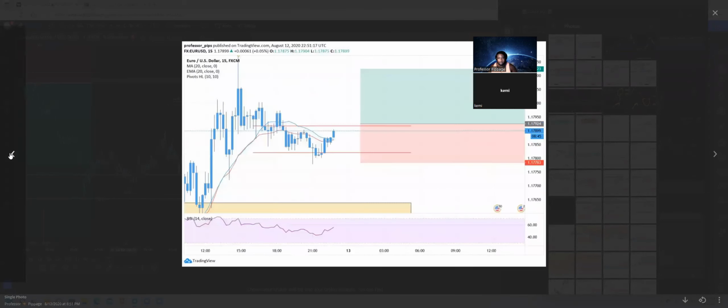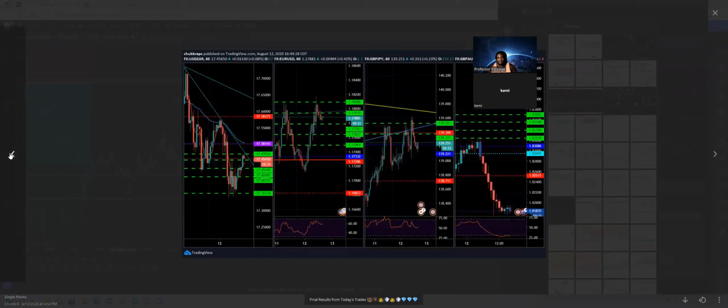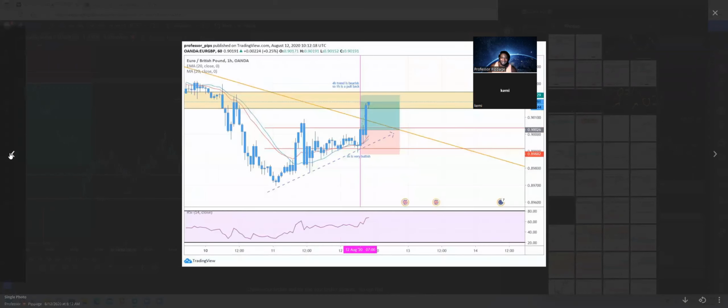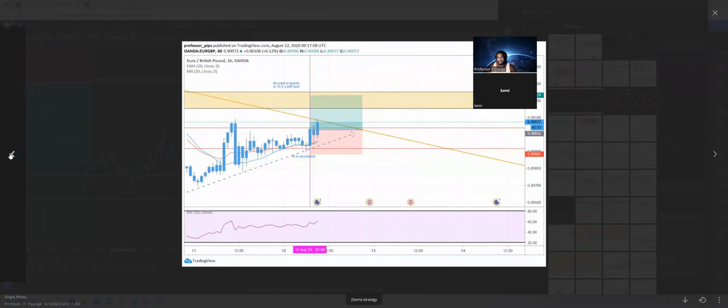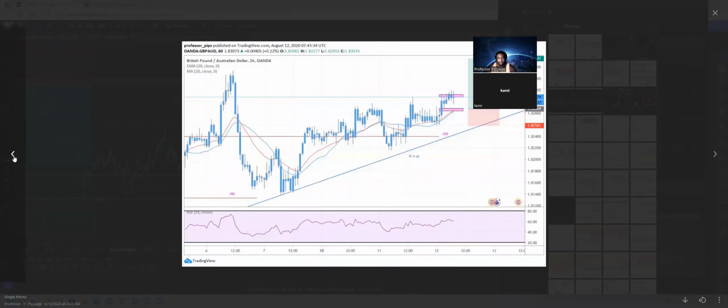I used to get cooked too. Oh my gosh. Some trade ideas, I would put in like this, and I'd walk away from them and forget about them.